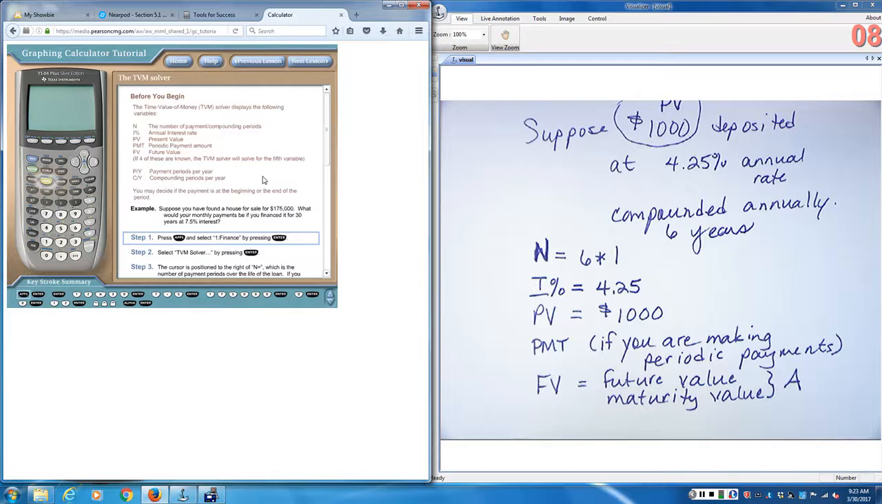And if you know any four of these, then the calculator will solve and find the fifth variable for you. Okay? Now, at the bottom of the screen, we see there that you have P/Y. That means number of payments per year. And then C/Y is the number of compoundings per year.